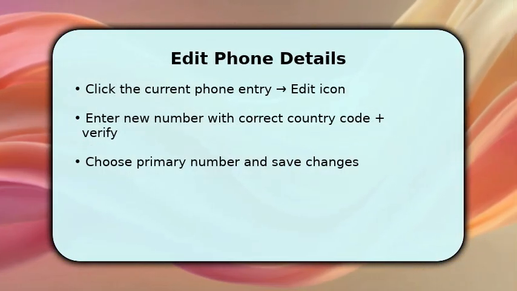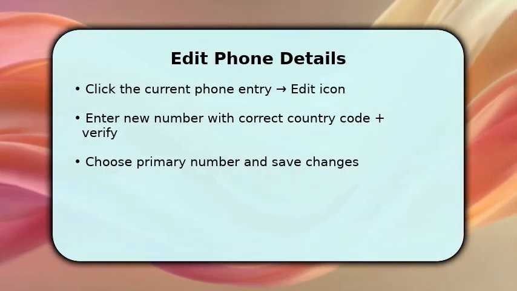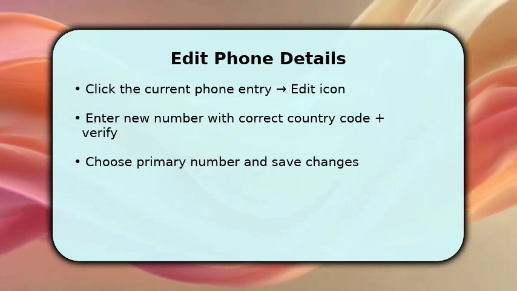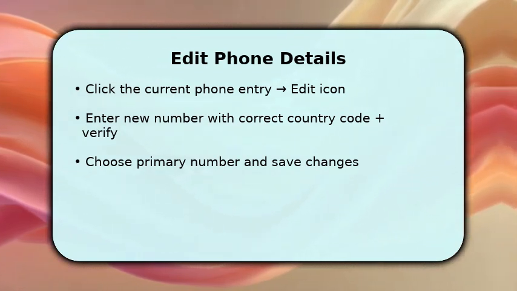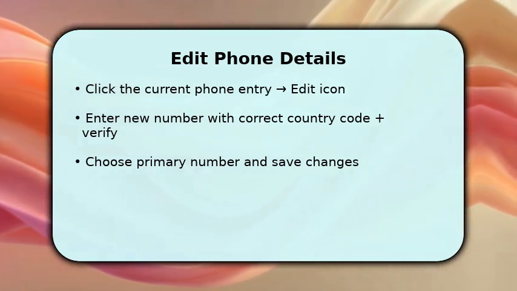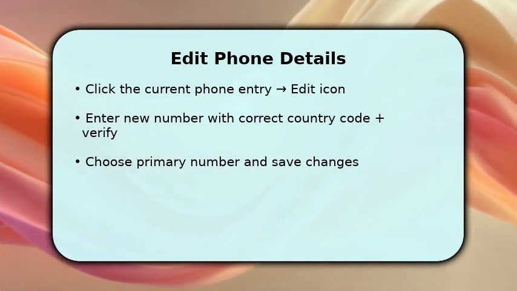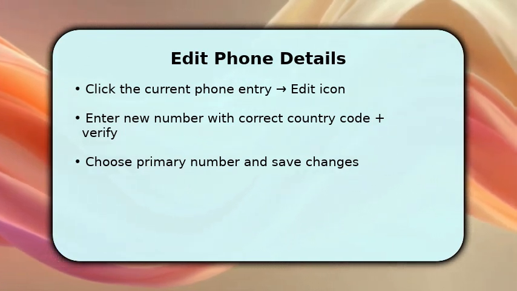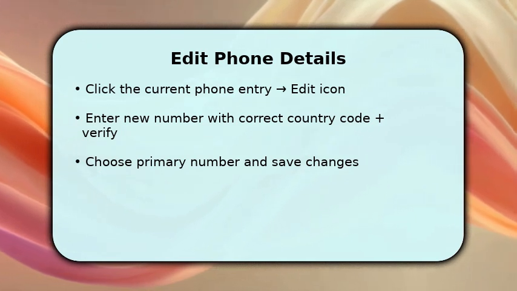Next, click the current phone entry and tap the edit icon to begin changing the number. Enter the new phone with the correct country code. This prevents delivery failures. Once entered, choose whether this should be your primary or recovery number, because Google will use that designation for security prompts.